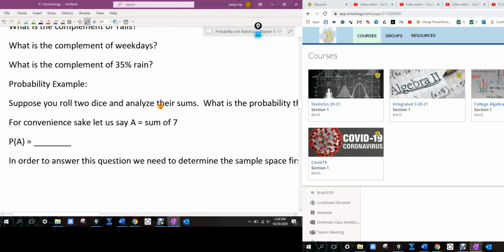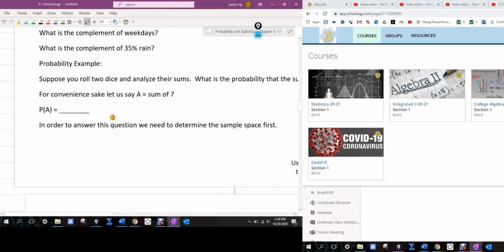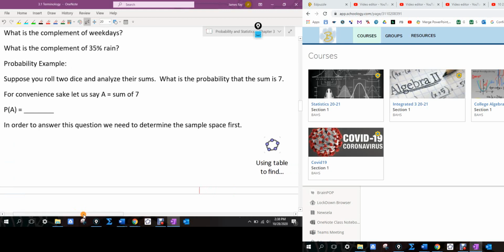But all right, here's a couple examples, a couple questions. Suppose you roll 2 dice, and you're going to analyze their sums. Whether I roll them independently of one another or both at the same time doesn't matter. So what is the probability that the sum is 7?